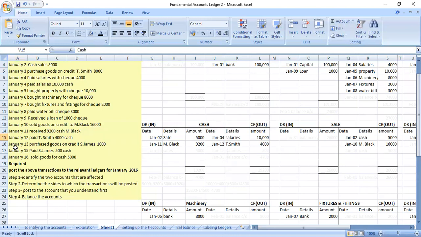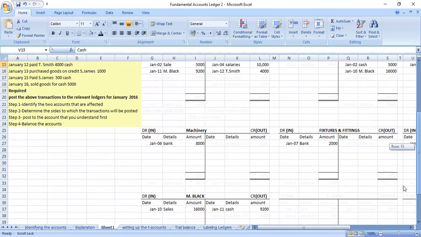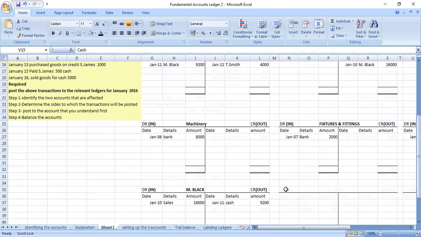It says January 13, purchase goods on credit, S James. Do we have an account for S James? No. So we have to create an account for S James. So here we have an account for S James and we label this account. January 13, purchase goods on credit, S James.